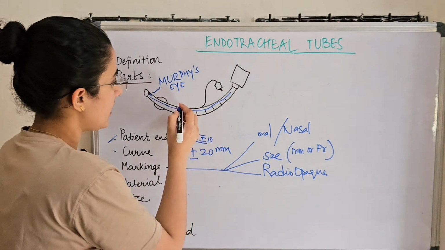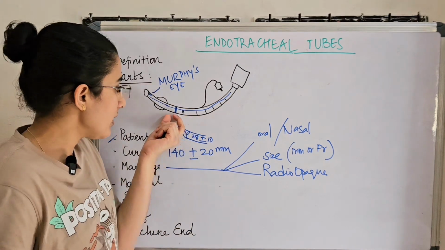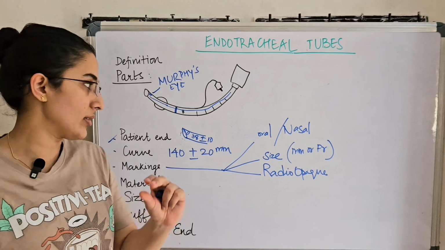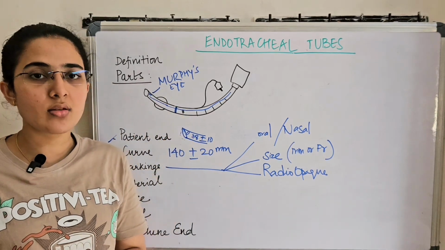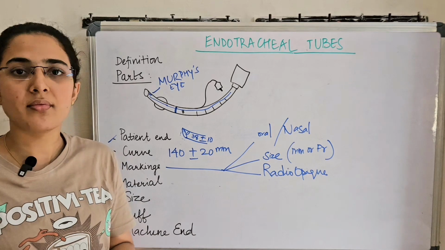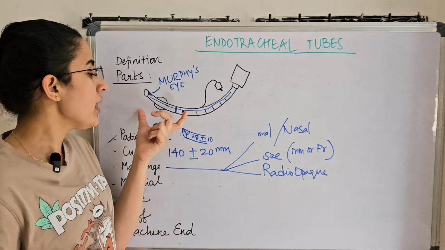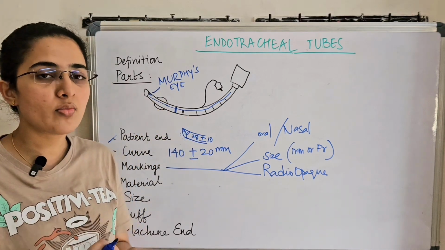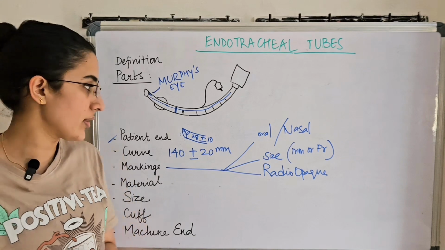We will have another line. This is the black line or marking. This is an indicator for us that it has crossed the cords. That is, this black line should be crossing the cords during the time of insertion of this endotracheal tube, which will help us in advocating how many centimeters should have passed in the tube for proper positioning of the endotracheal tube in the patient.